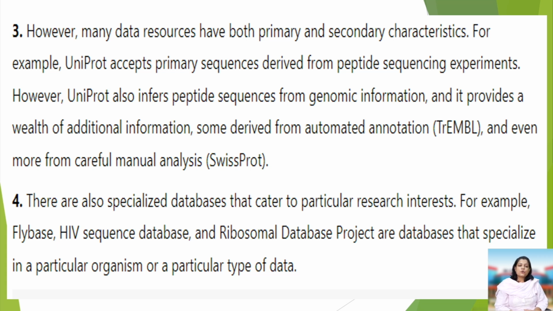However, many data resources have both primary and secondary characteristics. For example, UniProt, with TrEMBL and SwissProt. There are also specialized databases that cater to particular research interests. For example, FlyBase and the HIV sequence databases. In these databases, all the information about the HIV virus is stored in structured form. There are also ribosomal databases, projects and databases that specialize in a particular organism or particular type of data.